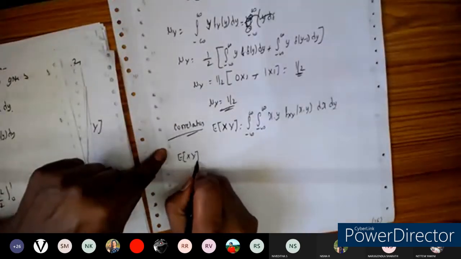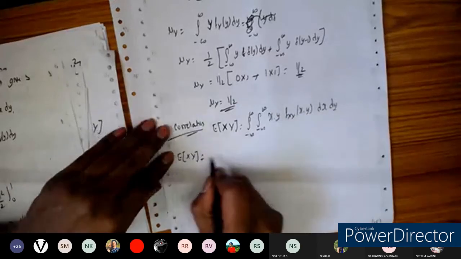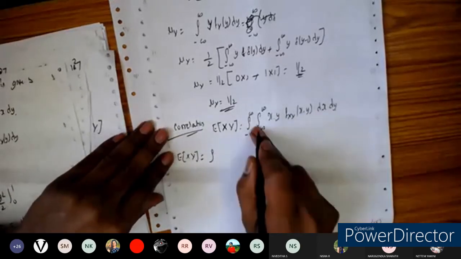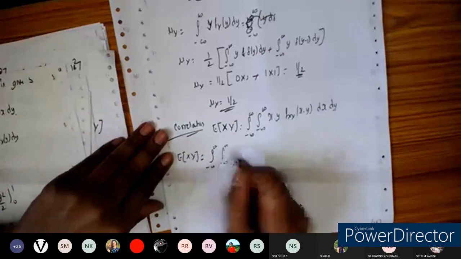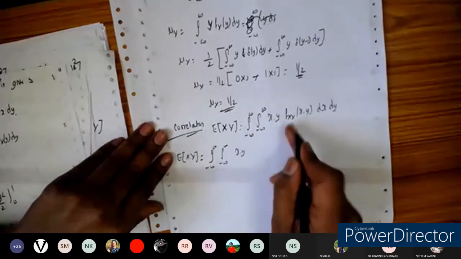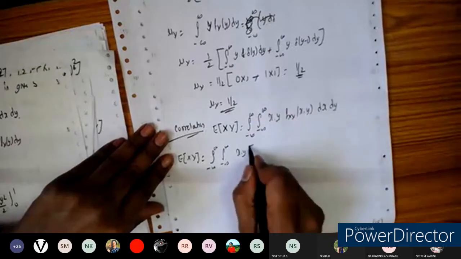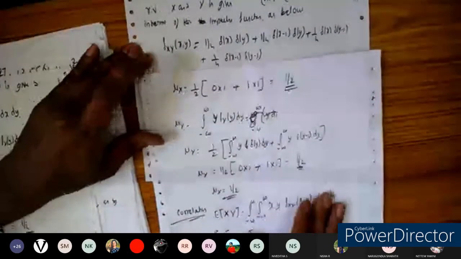Now we are going to consider the bivariate PDF. One integral is with respect to dx, the other integral is with respect to dy. So let us substitute for f_xy. The f_xy we have already taken here.